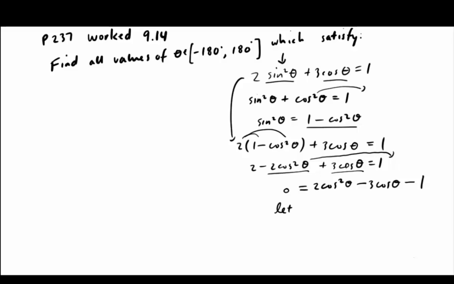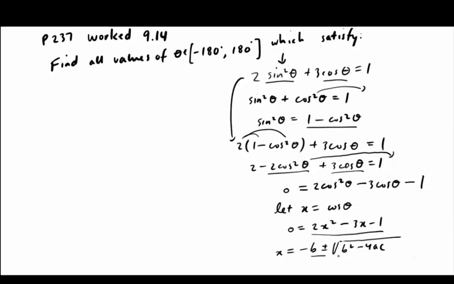This is optional, but we can even say let x equal cos theta. And now this equation looks a lot easier. 2x squared minus 3x minus 1 equals 0. I wish we could factor this. Unfortunately, we can't. We could use the formula x is equal to negative b plus or minus the square root of b squared minus 4ac. This is the quadratic formula, all over 2a.